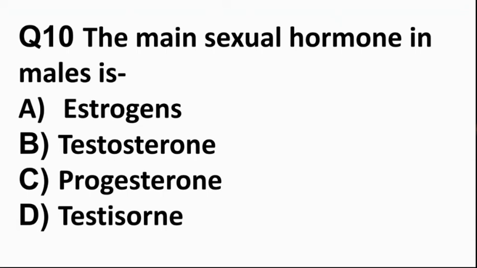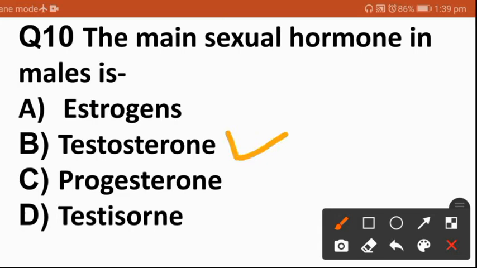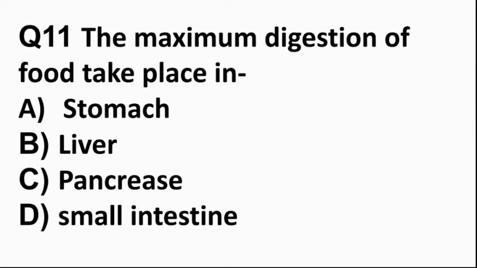The main sexual hormone in males is B testosterone. The maximum digestion of food takes place in D small intestine.